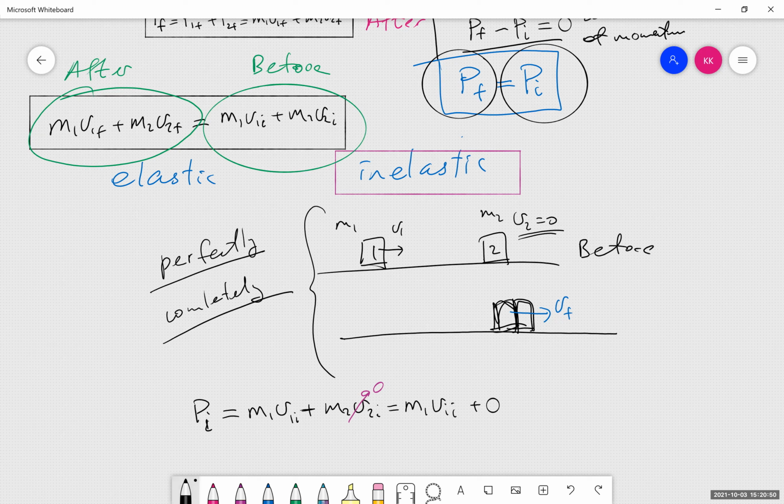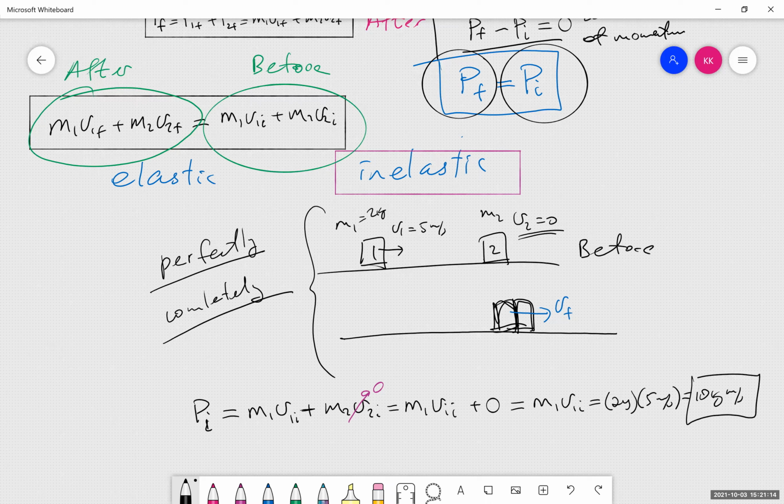So one thing we can do then is say that the initial momentum of the system is just M1 times V1 initial. That means how fast it's moving. So for example, let's say this object is moving at 5 meters per second and has a 2 kilogram mass, like we did before. That means this will be 2 kilograms times 5 meters per second, so this is going to be 10 kilogram meters per second.